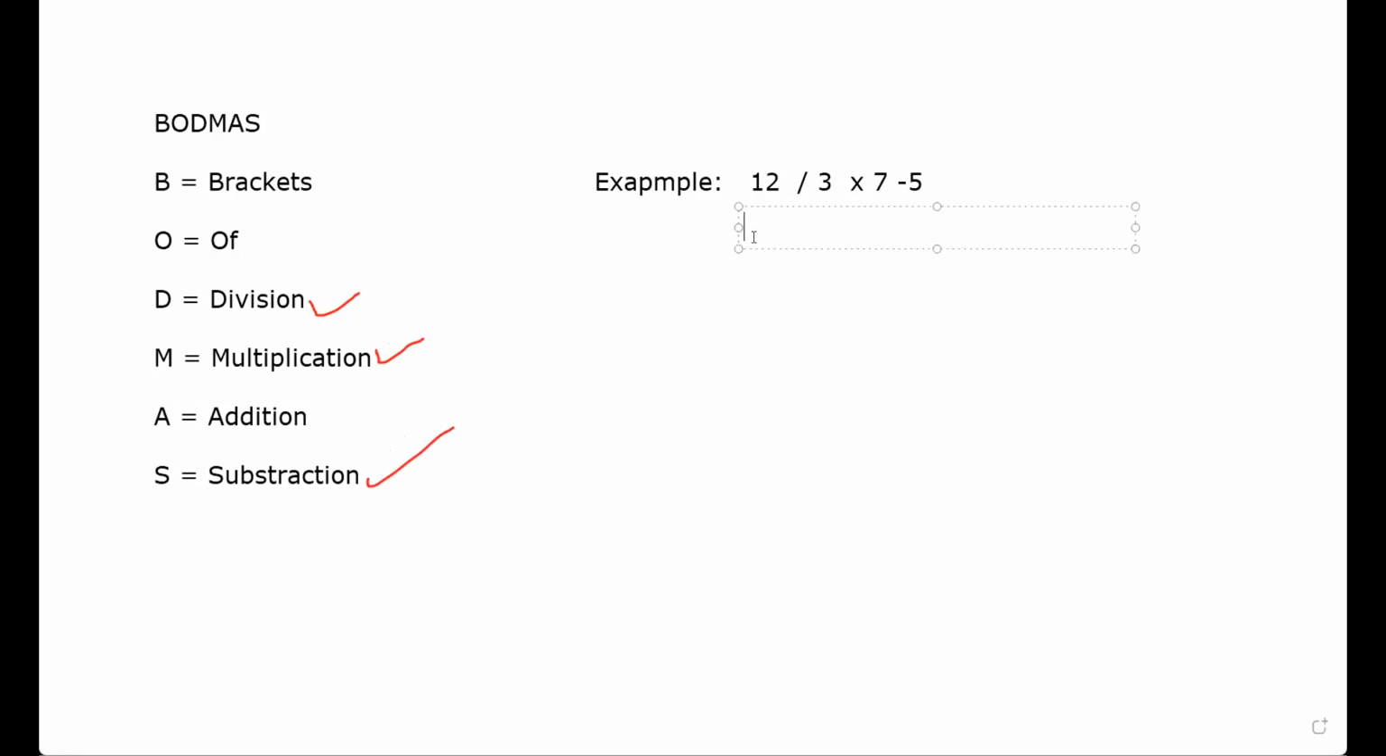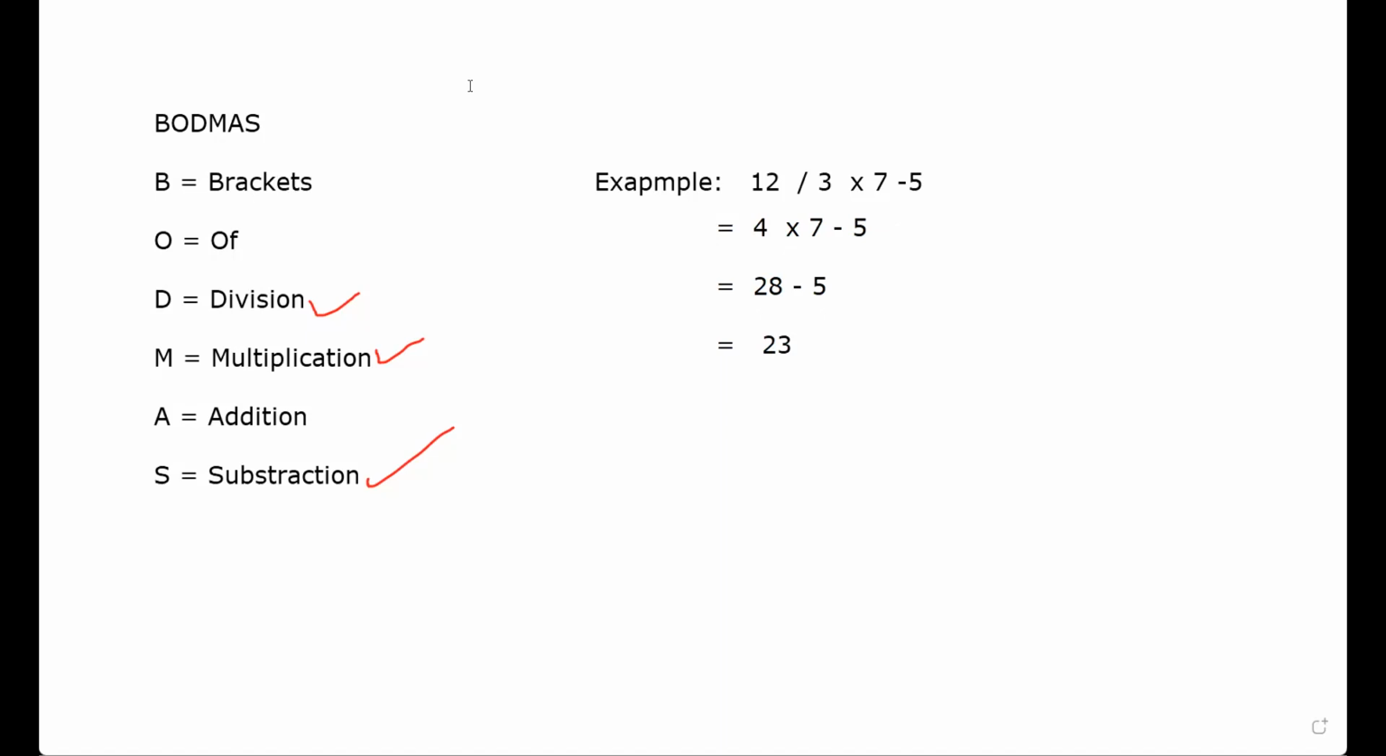So we have to divide 12 by 3, which gives 4, and then multiply it by 7 and subtract 5. This is step number 1. After that, the second operator is multiplication, that is 4 times 7 is 28, and we have to subtract 5. Then 28 minus 5 will become 23. So this is how we have to solve the question, my dear students.